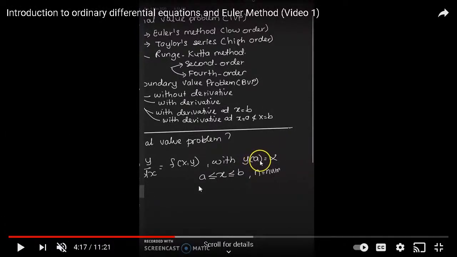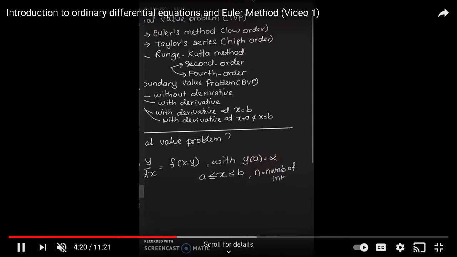For the initial value theorem, you focus on this one: y(a) is equal to alpha. a is the initial value, the initial boundary, x naught equal to a. What is y naught? y naught is when x equal to a, y naught is equal to alpha. So you need to focus on this: x naught equal to a, y naught equal to alpha as the initial value.